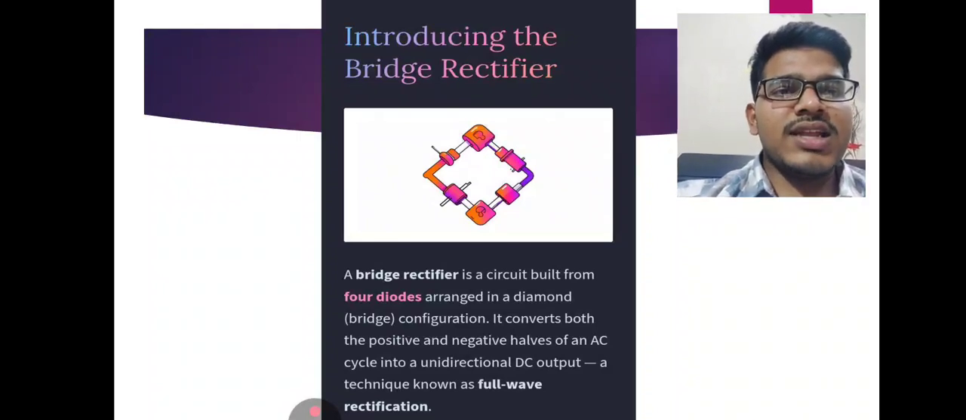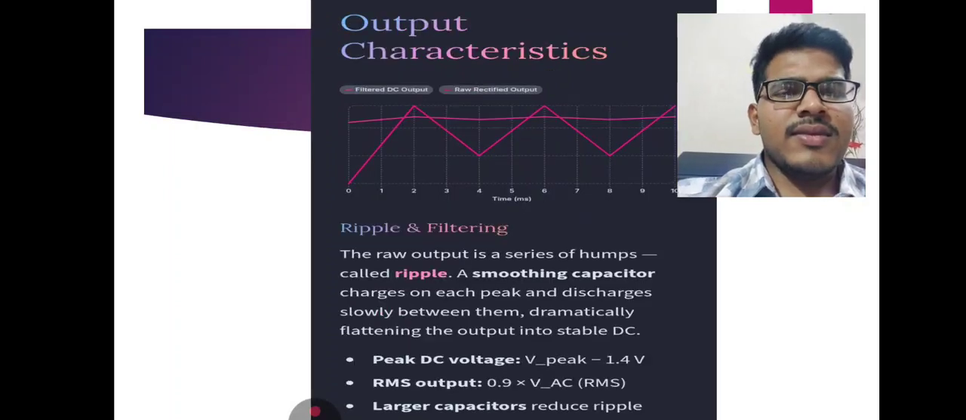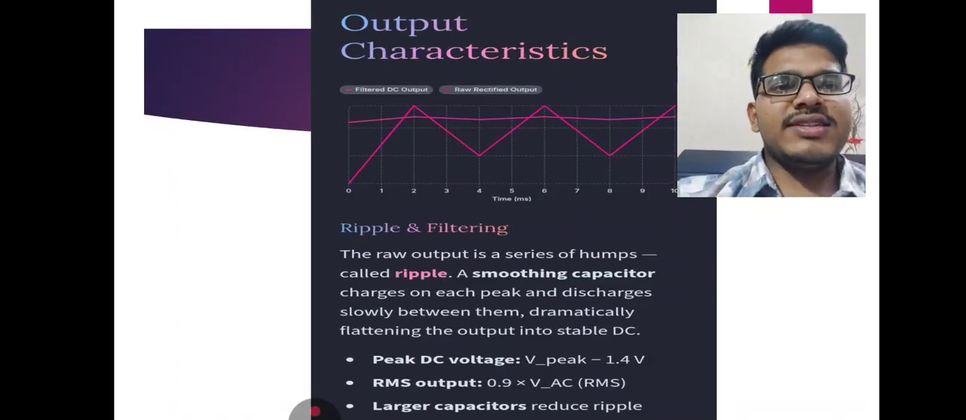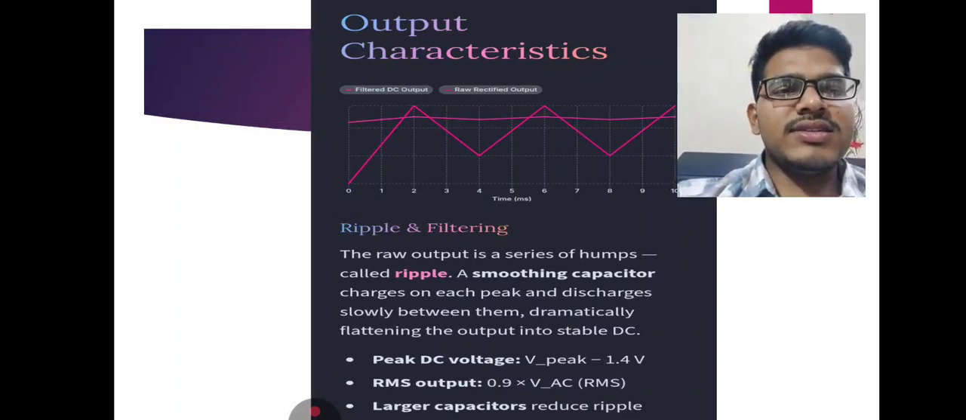And we can observe the diagram here for connectors. And we have the output characteristics regarding ripple and filtering. The raw output is a series of humps called ripple. A smoothing capacitor charges on each peak and discharges slowly between them, dramatically flattening the output into stable DC.